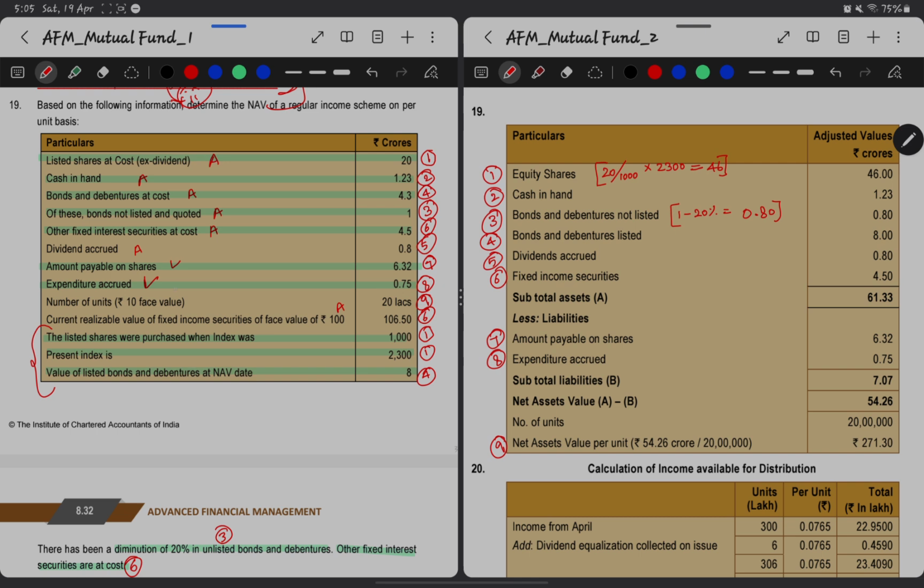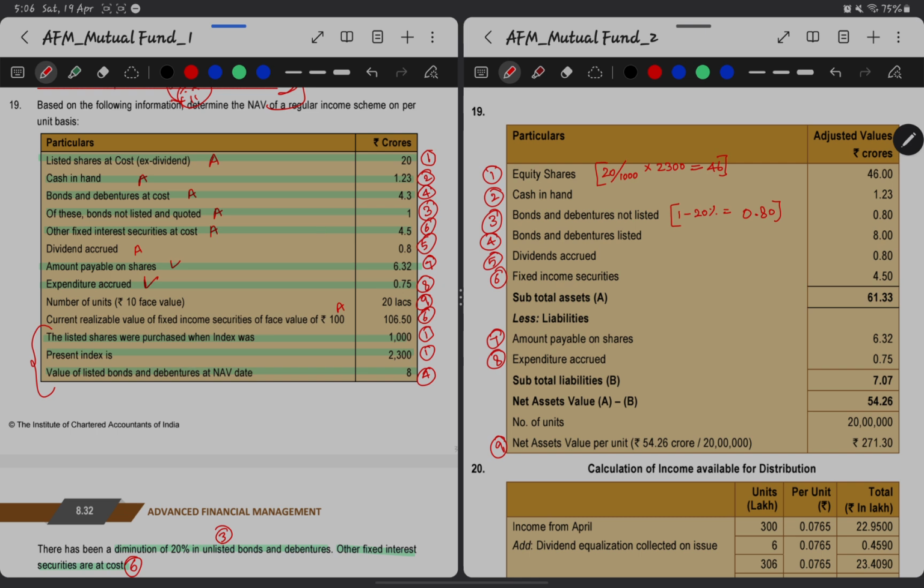Now we'll write all the assets here. First one is equity shares, but we have to see the additional information. As they have told, the listed shares were purchased when the index was 1000, but now the index is 2300, so the value will be on market value basis only. So 20 divided by 1000 into 2300 will give us the equity shares value, which is nothing but 46. All these amounts are in crores, 46 crores. Then cash in hand will be as it is, so 1.23.